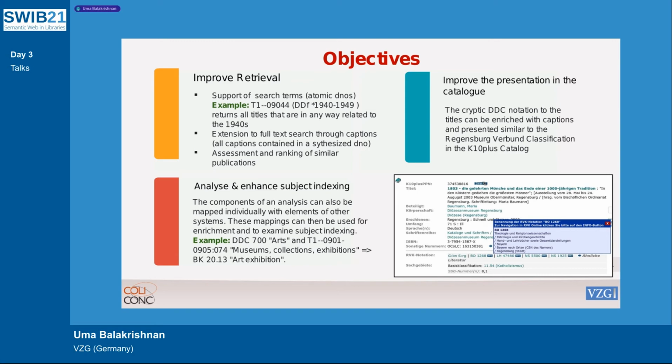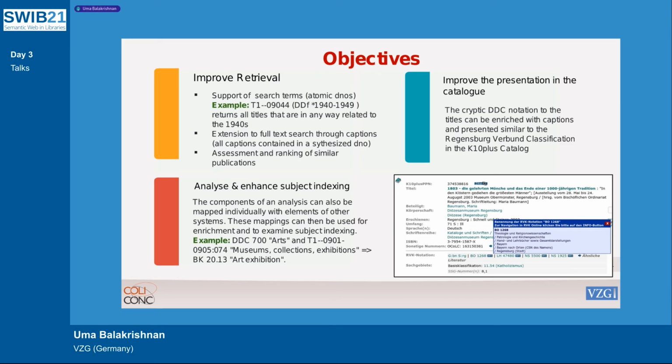The next objective was to support analysis and enhance subject indexing. The components of an analysis can be used to map with the elements and components of another indexing system. And thus you can make out what is lacking in the system and enhance the subject indexing overall. Here too, we have an example for the basic classification 21.3, which denotes art exhibition. This is mapped here at the moment to the 700 notation from the main schedule and from the table 1 notation, which shows clearly the DDC doesn't have a notation yet for this concept.